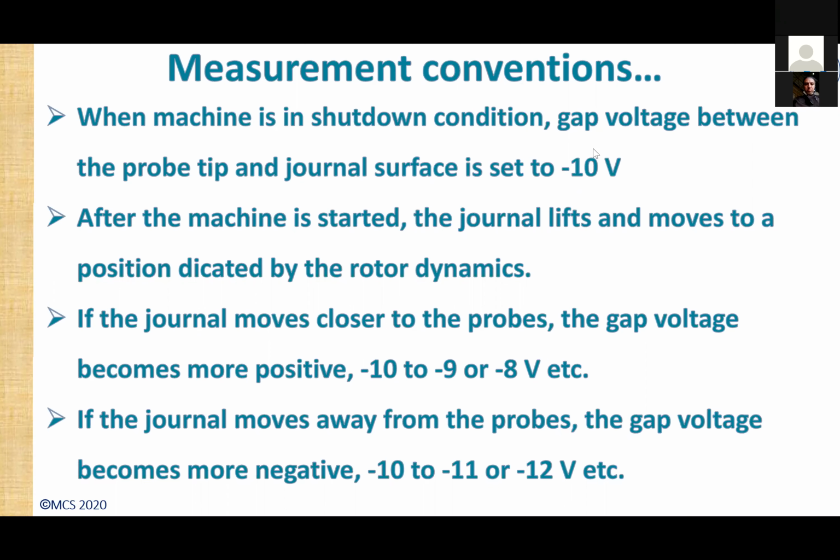So if you are setting it at minus 10 volts, it corresponds to a good linear range for measurement of the probe distance. Now, after the machine is started, the journal lifts and moves to a position indicated by the rotor dynamics.